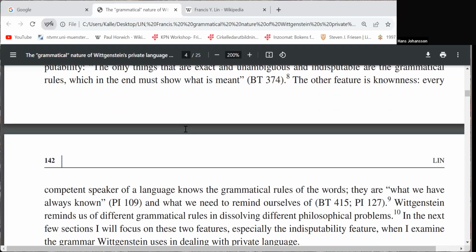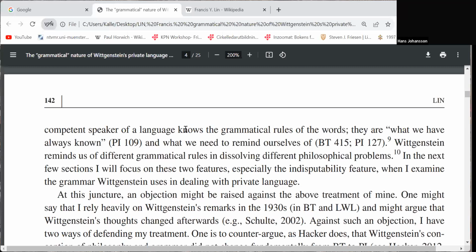The other feature, number two, is knownness. Every, next page, competent speaker of a language knows the grammatical rules of the words. They are what we have always known. And this last, what we have always known, it's going to become clearer later on, but do remember it already now. And second, what we need to remind ourselves of. We've forgotten somewhere. This is the amnesia of Heidegger. It's a sort of forgetfulness.